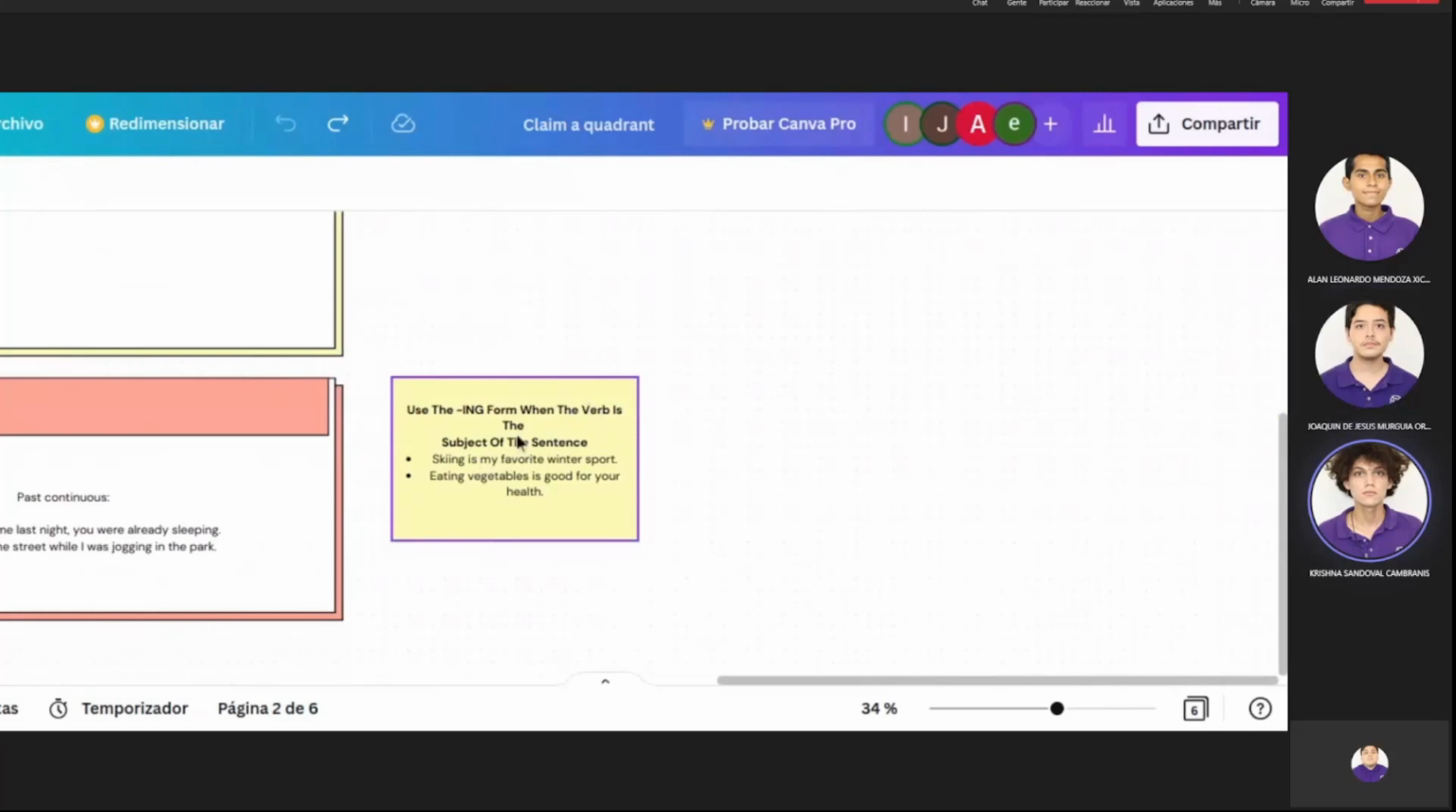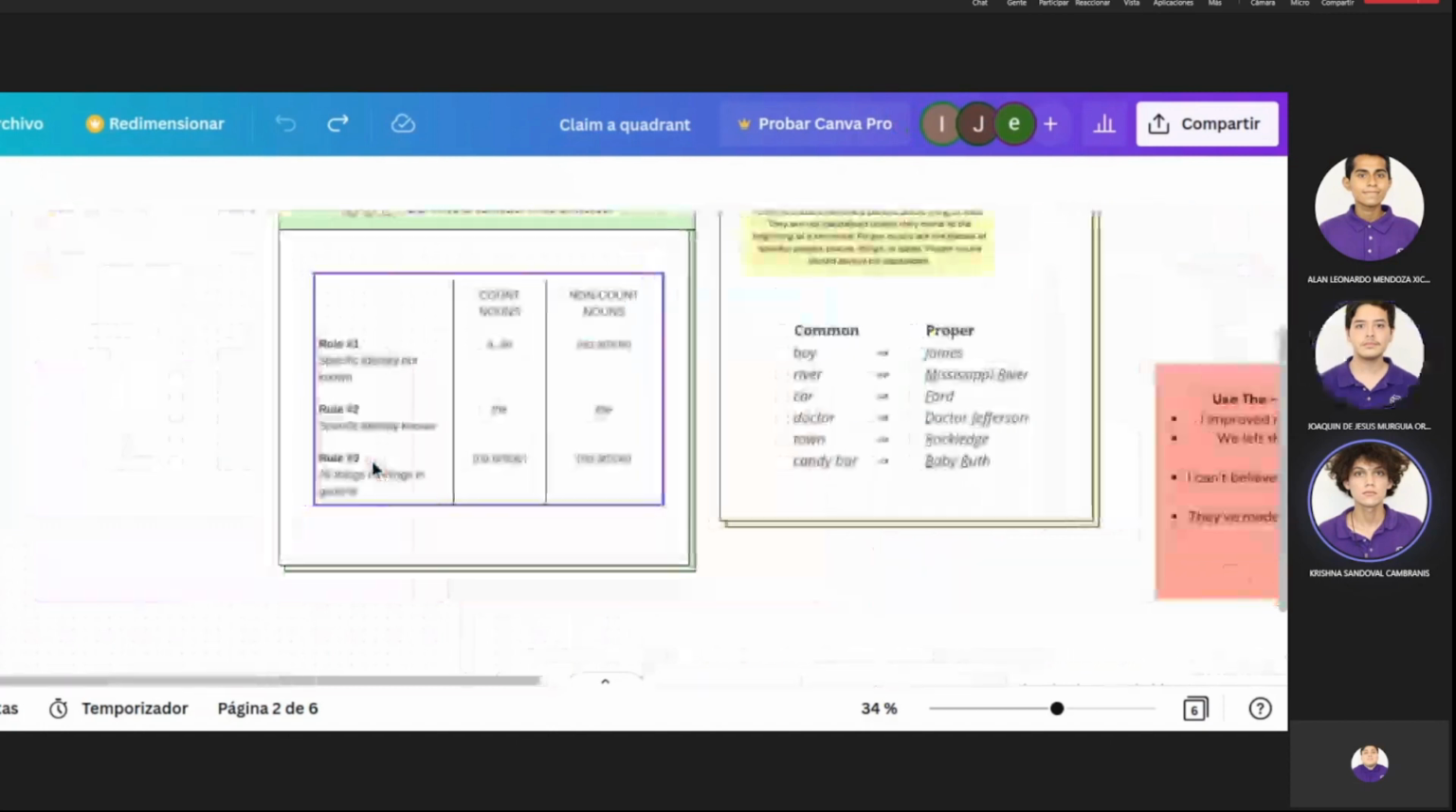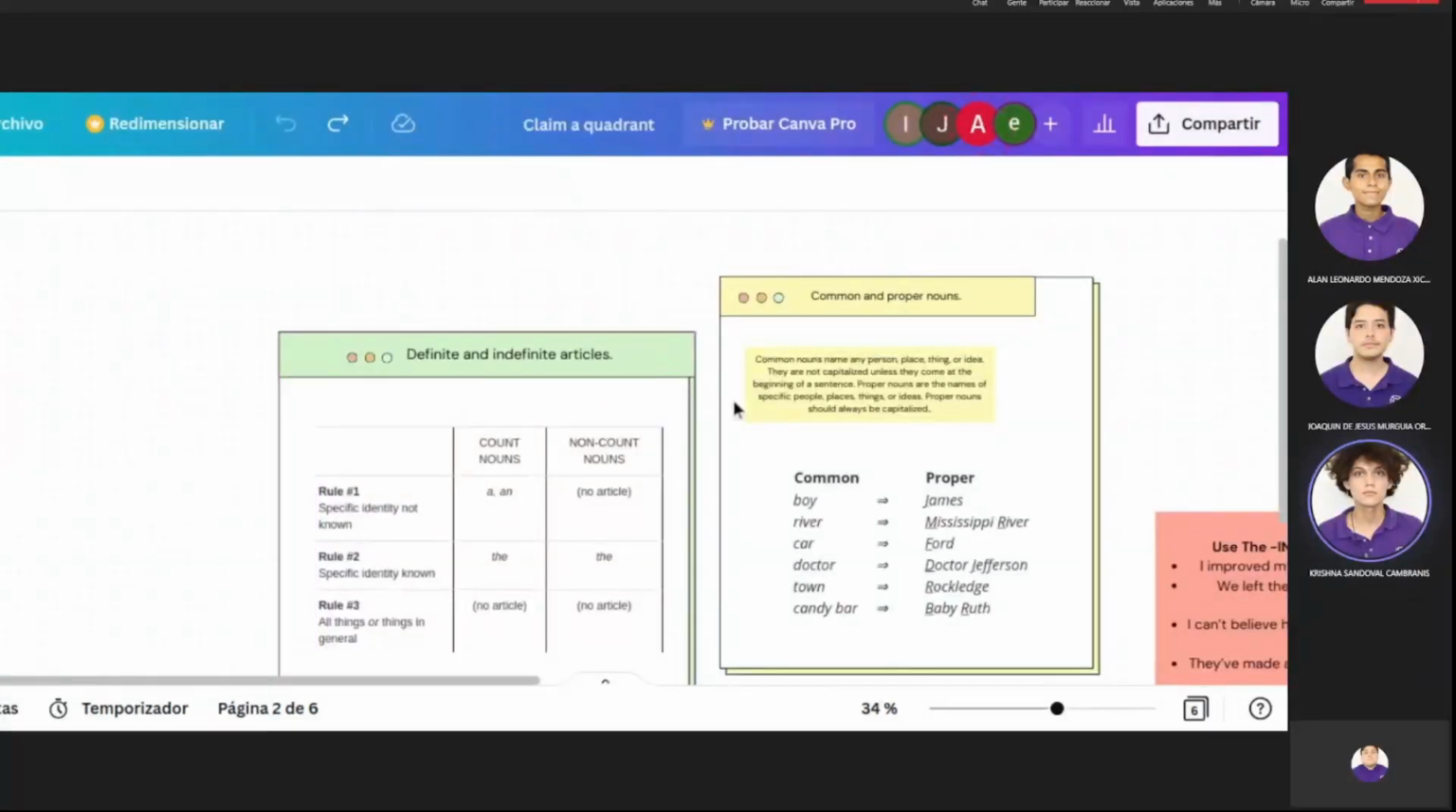Same, we use the ING form when we want to use a verb as the subject of the sentence, as you can see in these examples. Same, we use it after a preposition. For example, as you can see, by practicing, after saying.